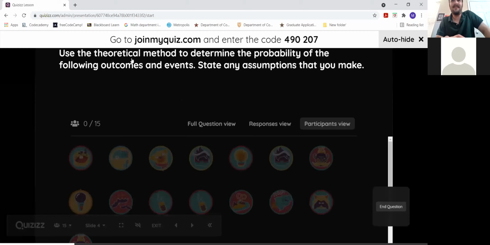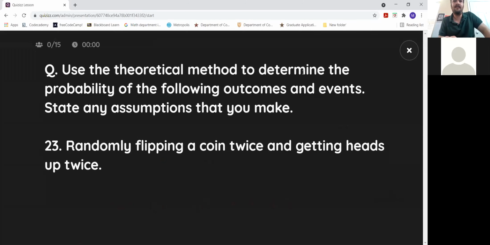Use a theoretical method to determine the probability of the following outcomes in events. Okay, so I think I changed this a little bit from what the book says. I don't like the book's examples. Yeah, the book example was like pick 2 kids or something like that. Yeah, well, I don't really like it from a social standpoint either.